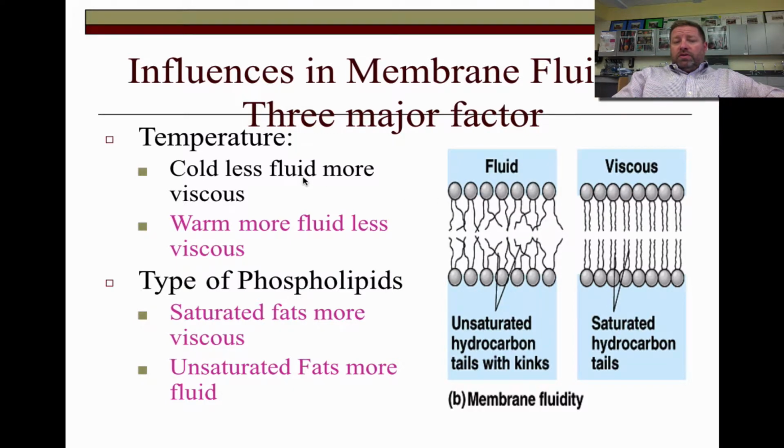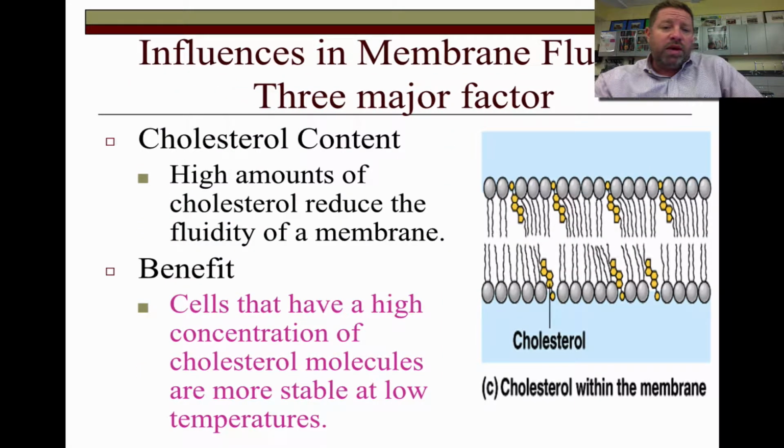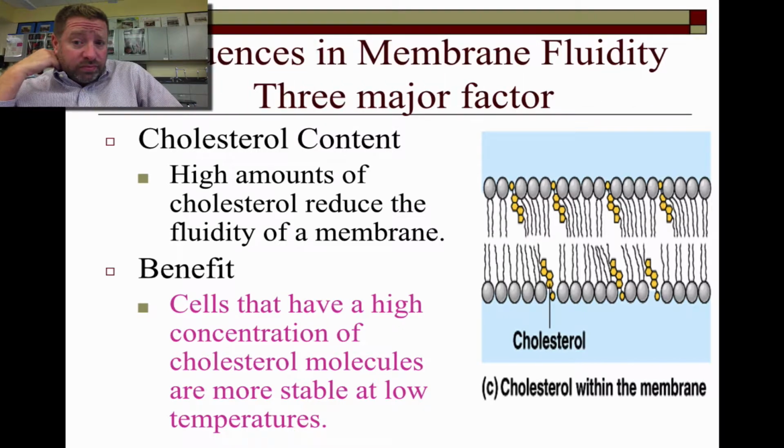Temperature makes a big difference. Things that are colder don't have as much kinetic energy. If they don't have the kinetic energy, they don't have the ability to move. So you're going to find that cold is going to be more rigid than warm. And the last piece that affects it is cholesterol. The more cholesterol that's embedded within the membrane, notice that it's in the hydrophobic area down here, the more rigid a membrane is going to be.